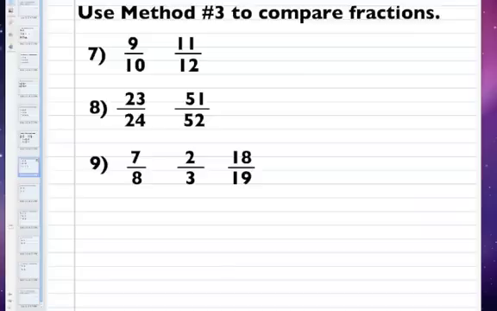Play with method 3 to compare the fractions, thinking about the residual. Copy problems 7, 8, and 9 in your notebook, and press play when you're ready to check your work.